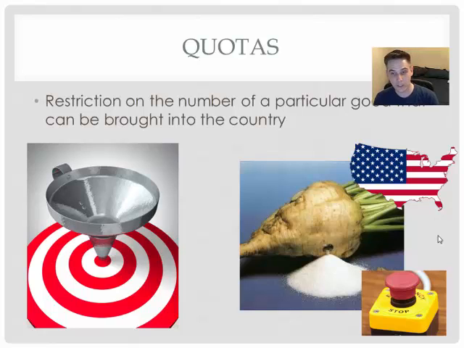Another example is sugar beets. We put a quota on how many sugar beets can be sold into America from foreign countries per year, and that protects our own sugar beet farmers to make sure that they can compete and survive in the country and not have to compete against other countries that can maybe make it cheaper or grow it cheaper, more efficiently.